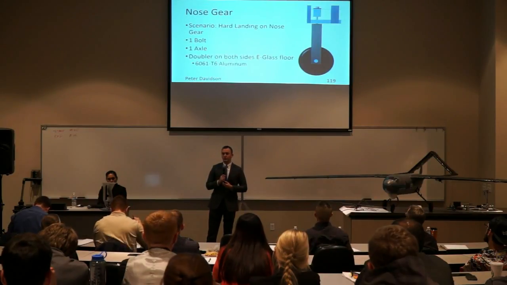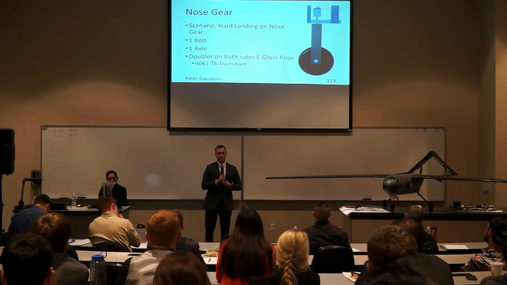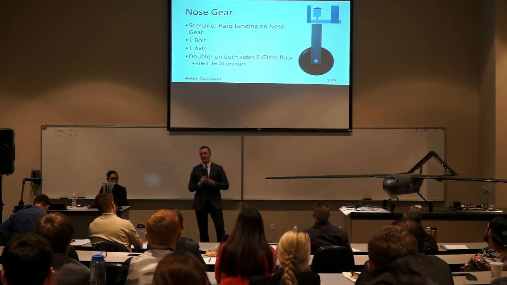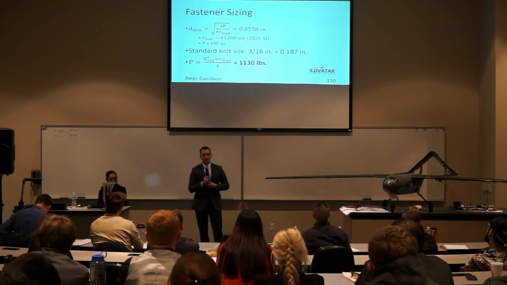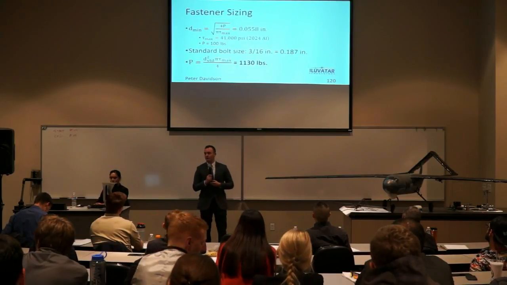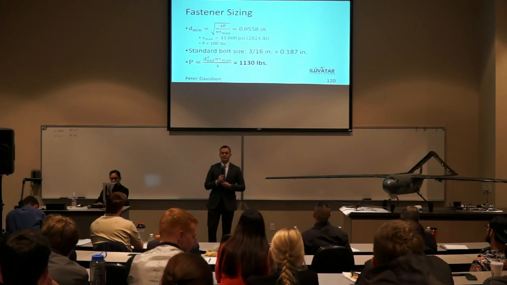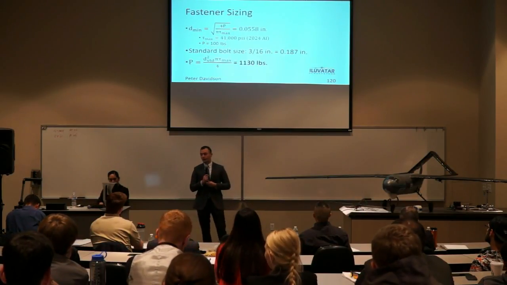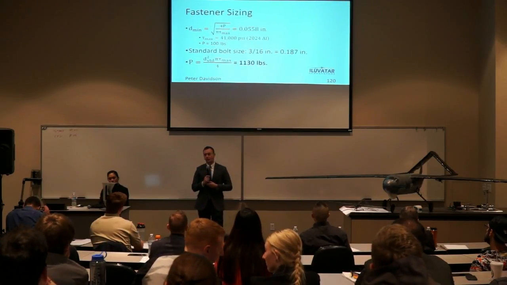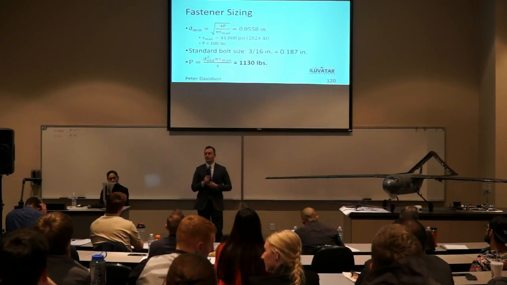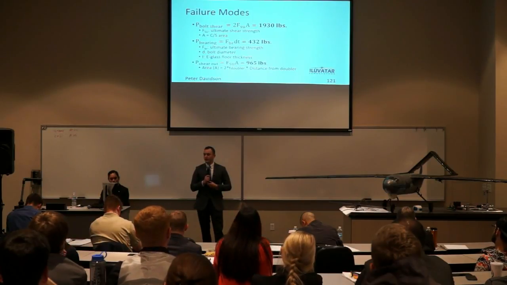So for the nose gear, the scenario was a hard landing on the nose gear, and there was 1 bolt, 1 axle, and we had doublers on both sides of the e-glass floor inside the nose gear. So the fastener sizing for the nose gear connection was calculated to be 0.0558 inches, as seen in the equation above, and that correlates with near standard bolt size of 0.187 inches. And then the critical load was reevaluated for that bolt size, and that was 1,130 pounds. For the failure modes for the nose gear, you have the shear failure, bearing failure, and shear out failure.